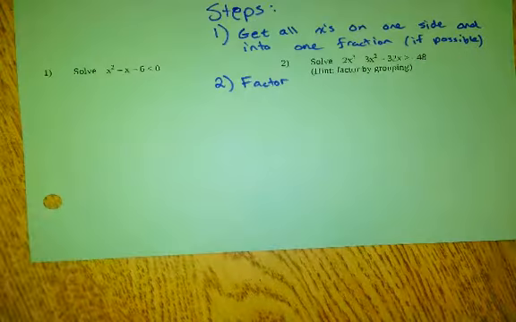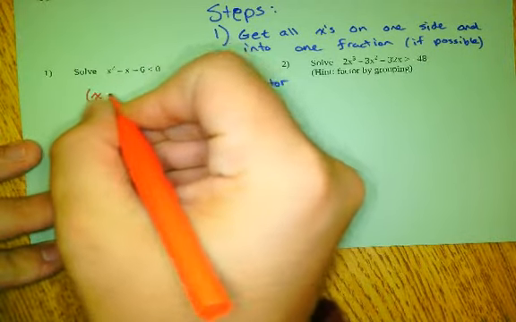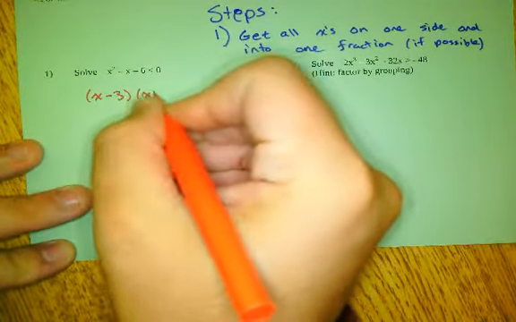Step two: factor. Let's go ahead and do step two. Let's go ahead and factor this. How does this factor? x minus 3, x plus 2.